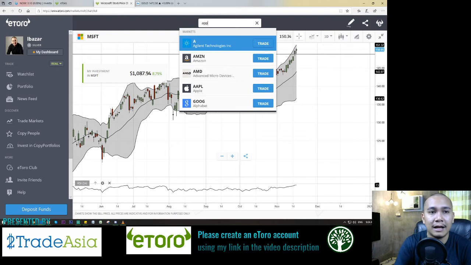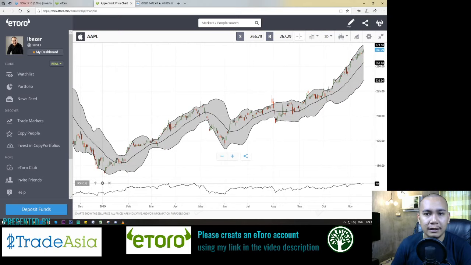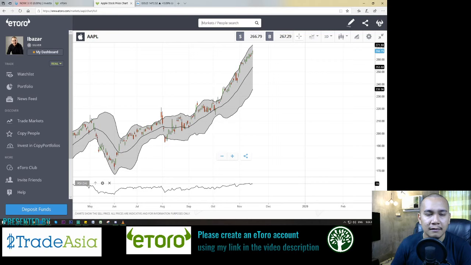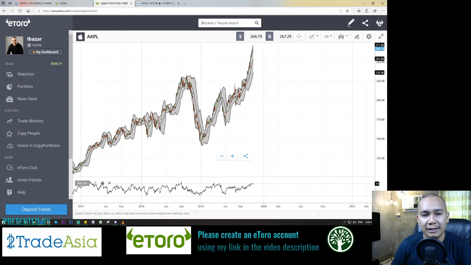Right? So, look at that chart. Palipad ng palipad. Pero if you notice, yung palayo siya ng palayo sa Bollinger Bands niya. Meaning nawawala na yung momentum niya. So, it's not nice to enter there anymore. Let's wait for Apple to do a dip again. Then, that's where we buy it again.